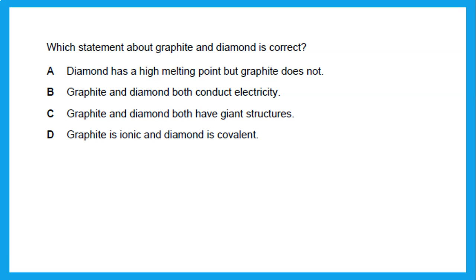Which statement about graphite and diamond is correct? Well, let's take a look. He's saying diamond has a high melting point, but graphite does not. Is that correct? Remember that both of them are giant, so both of them have a high melting point. He says graphite and diamond both conduct electricity. Which one conducts electricity? Graphite conducts electricity, not diamond. Graphite and diamond both have giant structures. Yes, both of them are giant macromolecular structures. If he says graphite is ionic, that's wrong. Graphite is covalent.